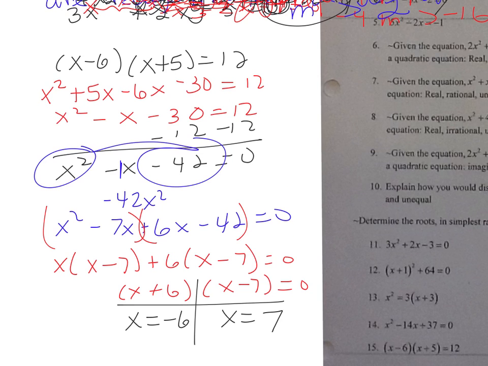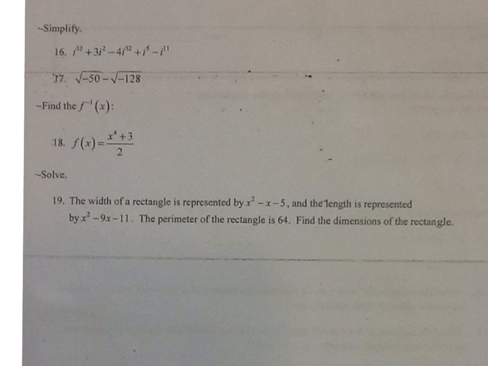Okay, so let's take a look at 16. So I have to flip the page, so you guys need to flip the page. Okay, so number 16, we want to simplify i to the 32 plus 3i squared minus 4i to the 52 plus i to the 5th minus i to the 11th.